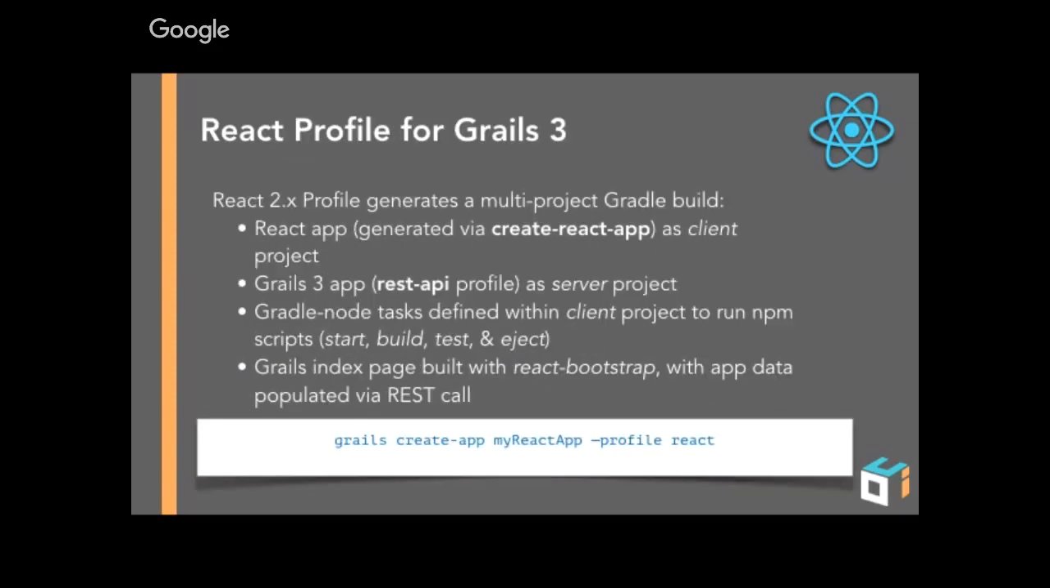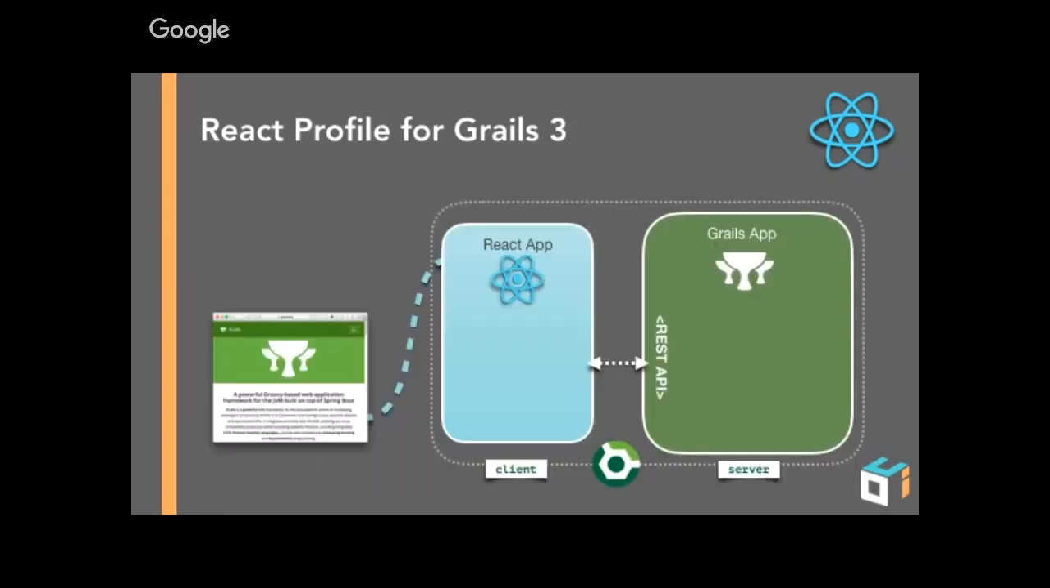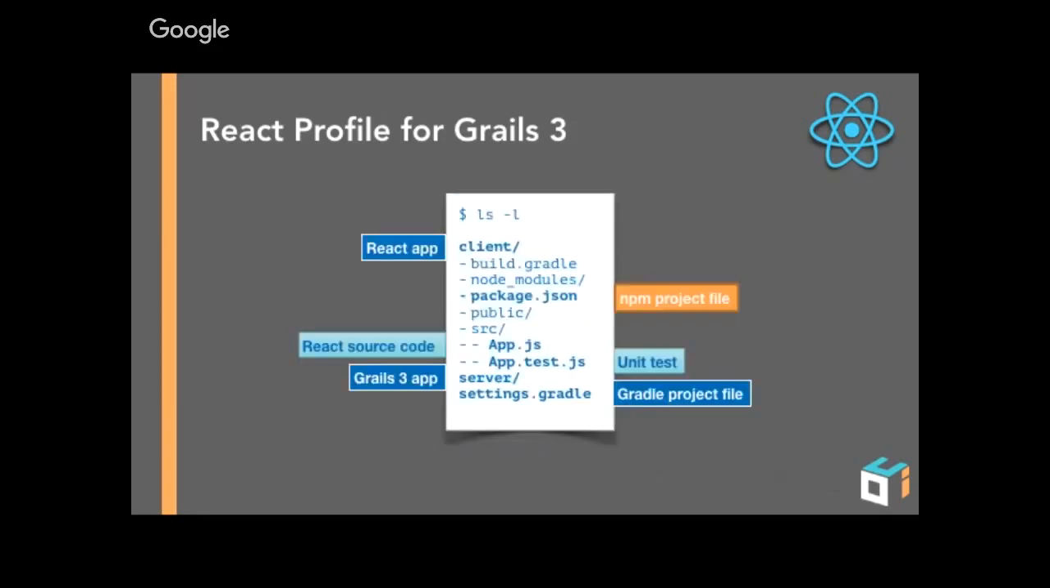And so putting it all together, this is the premier React profile for Grails. If you just say grails create-app and pass in the React profile, this is what you get. This gives you a Gradle multi-project build with a client project and a server project. The server project is our Grails app, using the REST API profile. And the client is a React app created by the Create React App CLI with some customizations. So when you use that, this is what the structure looks like.